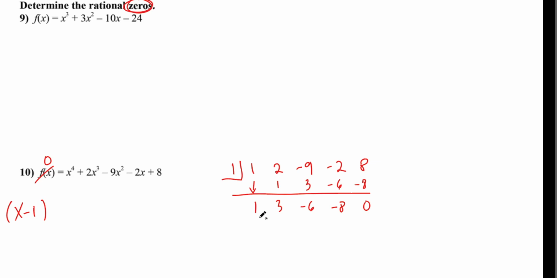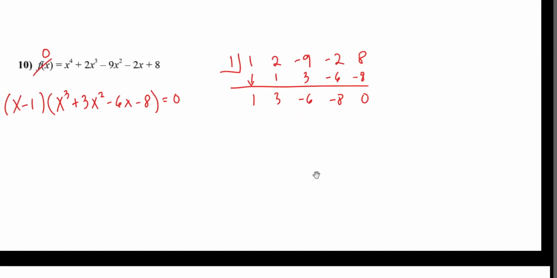All right, this was x to the 4th, so what's this 1 going to be? That's going to be x what? Cubed plus 3x squared minus 6x minus 8, right? Again, we set that equal to 0, so all that's going to equal 0.